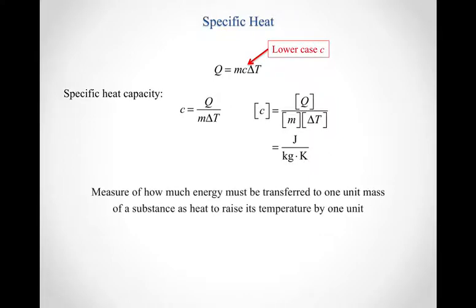What the specific heat capacity is, it's a measure of how much energy must be transferred to 1 unit mass of a substance to raise its temperature by 1 unit. So notice we've split apart the 1 unit mass piece from the heat capacity. So the specific heat capacity now only depends on the type of substance. And so what we'll tend to do is say, oh, if we have this particular type of substance, I can go look up what the specific heat capacity is for that substance.